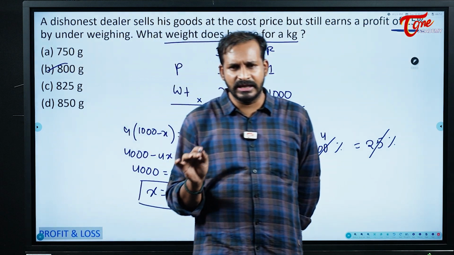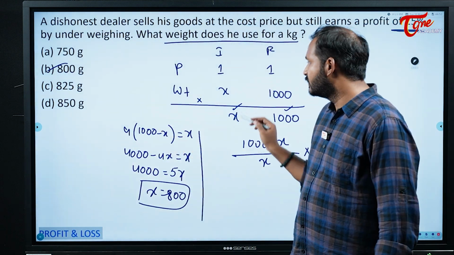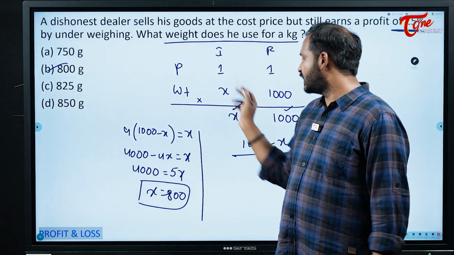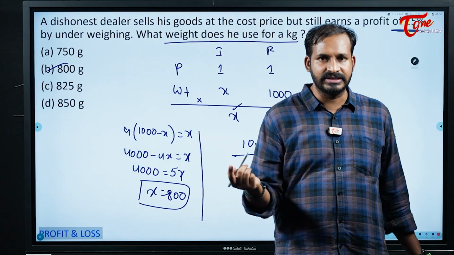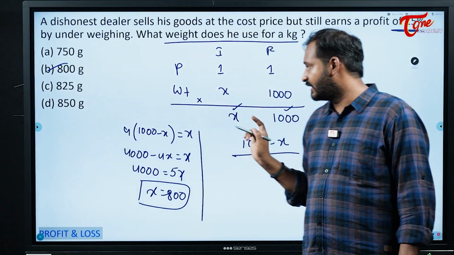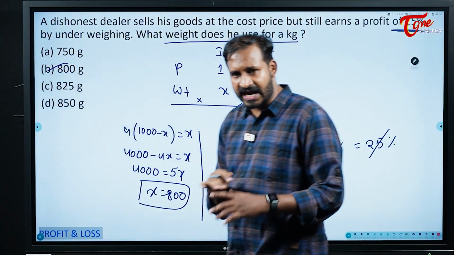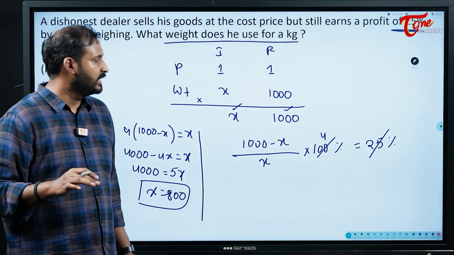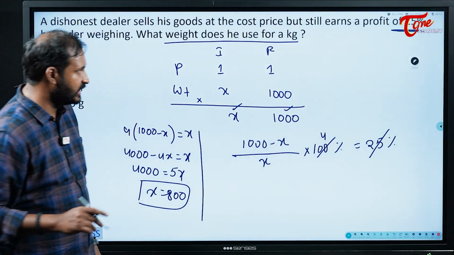Or else, if you are really good, go with option verification. Take 750 once and observe the difference, whether you are getting 25% or not. Take 800, take 850, like this, 825. So if you go with the standard method, this is the process. Try to understand.